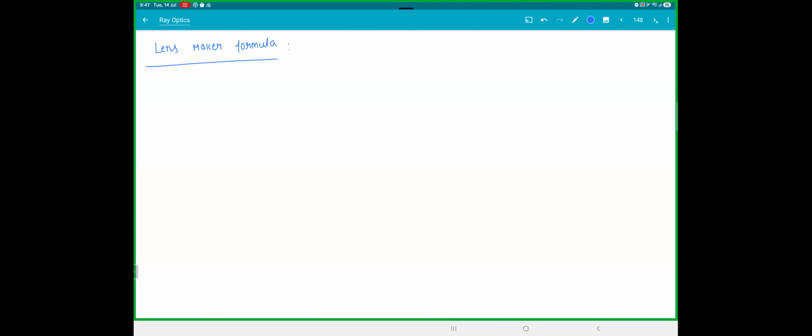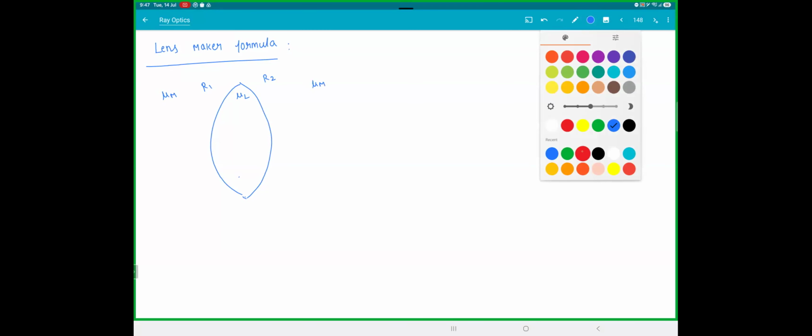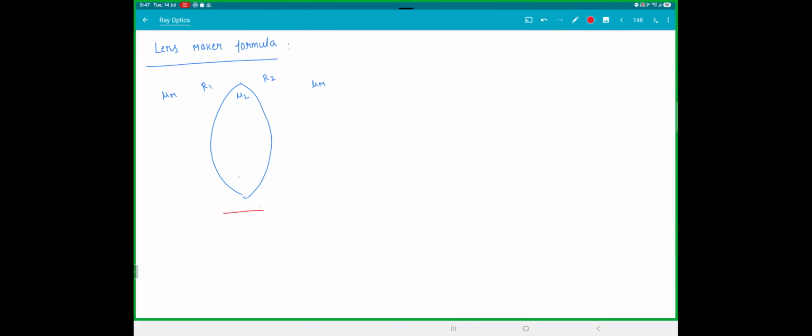So what is the idea here? A lens is nothing but two refractions basically. So let me take a little big one. Let this radius be R1, let this radius be R2, let this be mu lens, and outside it be mu medium and mu medium. And let the distance between them be some t.